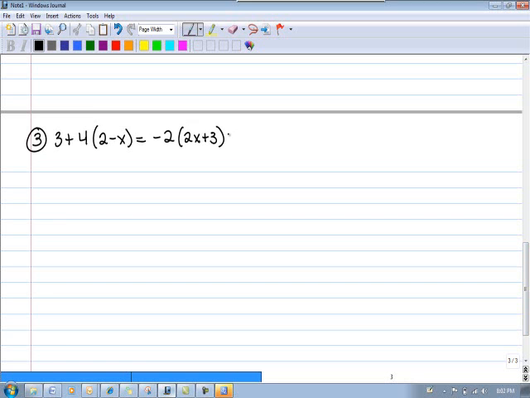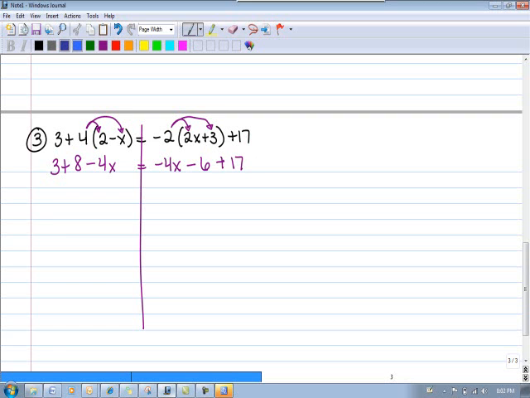And it'll help you figure out how you want to answer the question. Okay, so just like the other problems, we're going to start by distributing on either side. So this is 3 plus 4 times the 2 is 8. 4 times the negative x is negative 4x. Equals negative 2 times 2x is negative 4x. Negative 2 times positive 3 is negative 6. Plus 17.